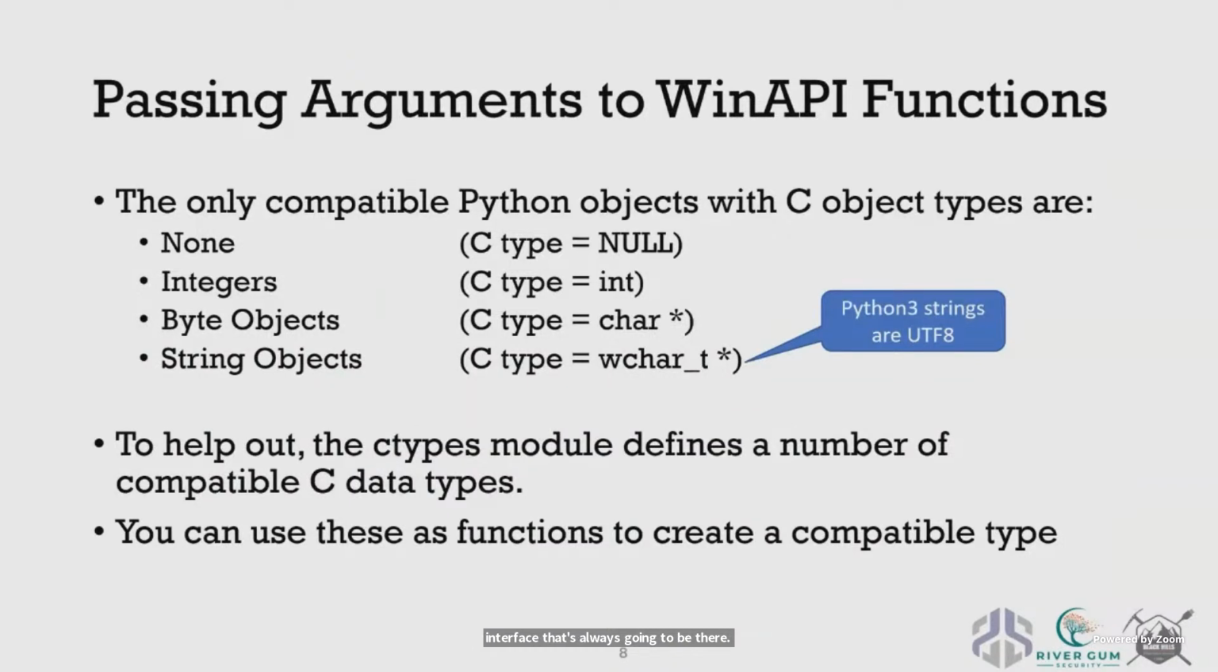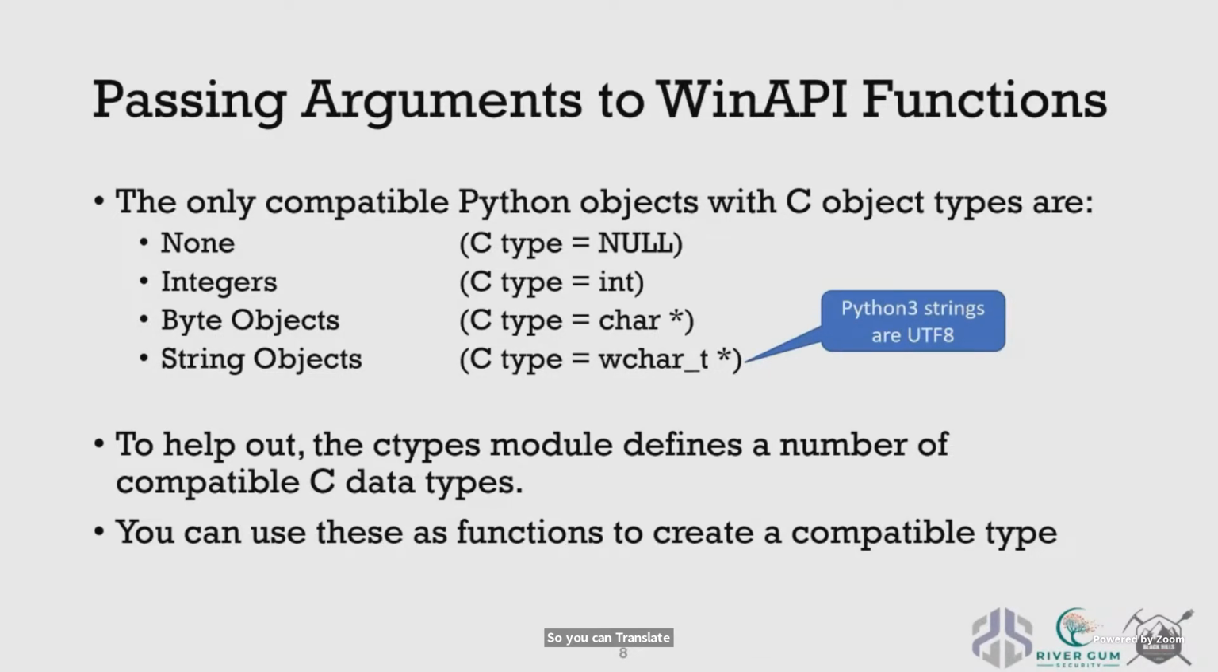Now, the next thing we've got to ask ourselves is, in Python, how do we pass function call arguments to the Windows API function, a kernel32 API function? Well, we have a bit of a translation problem. We have something called Python objects, and we have something called C object types. And these two things aren't exactly the same. But there is a translation table, if you like. The Python object None maps over to the C type object of NULL. The Python object of integer will map over to the C type of int, and so on. So you can translate between these two things.